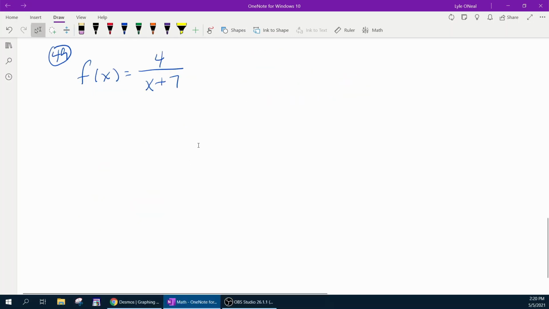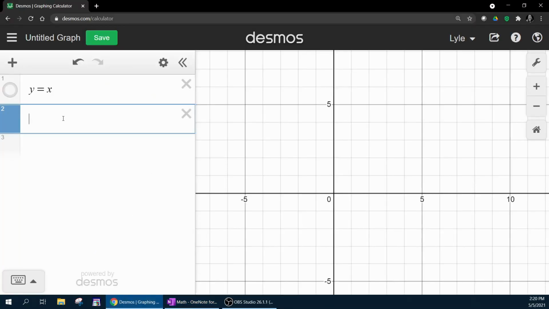Next example, number 49, and let me go ahead and read the instruction to you so you know exactly what the instructions say. It says, determine if the function is 1 to 1, and if it is a 1 to 1 function, find its inverse. So the way that you can determine if a function is 1 to 1 easily is go to Desmos, input the function and see if it passes the horizontal line test. So our function is f of x equals 4 over x plus 7.